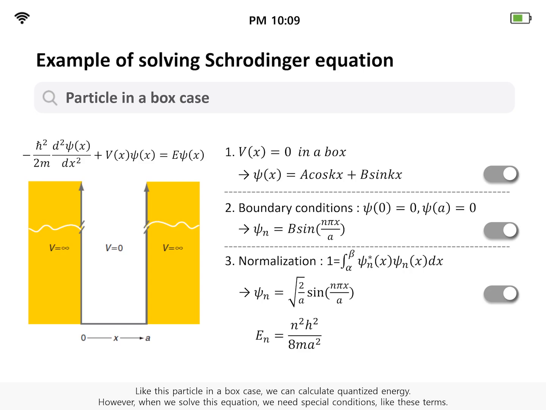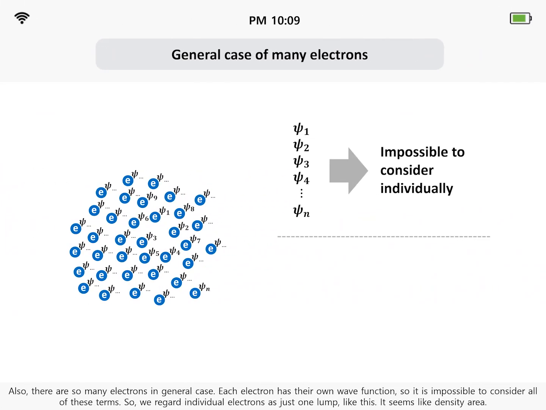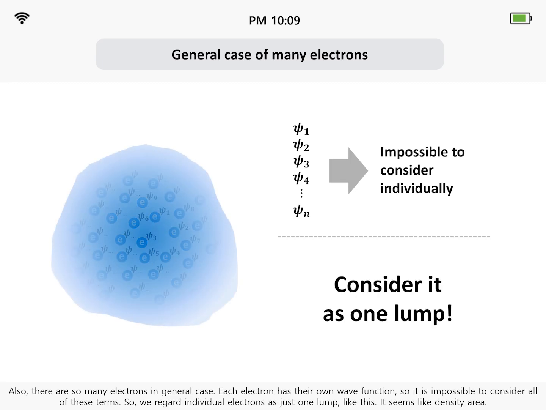However, when we solve this equation, we need a special condition like these terms. Also, there are so many electrons in general case. Each electron has their own wave function, so it is impossible to consider all of these terms. So, we regard the individual electrons as just one lump, like this. It seems like density area.